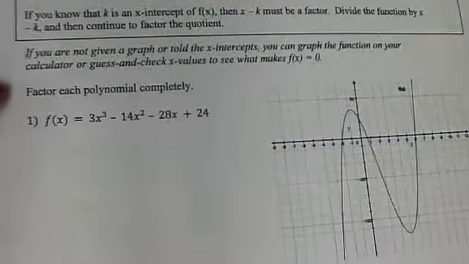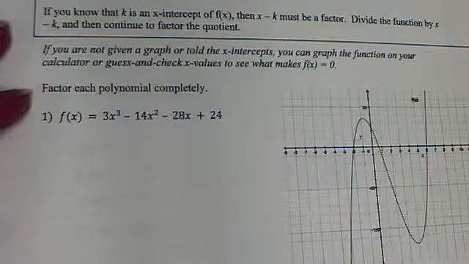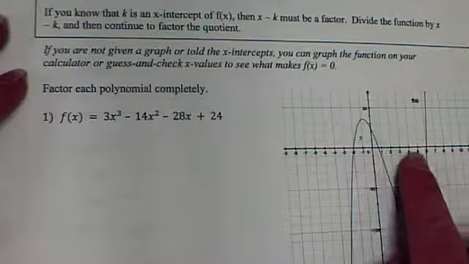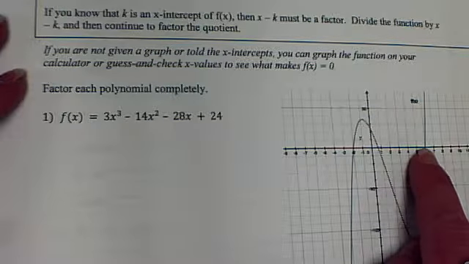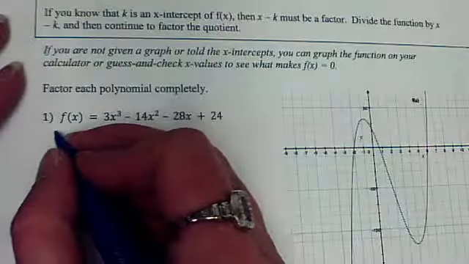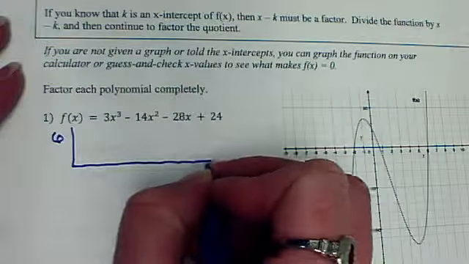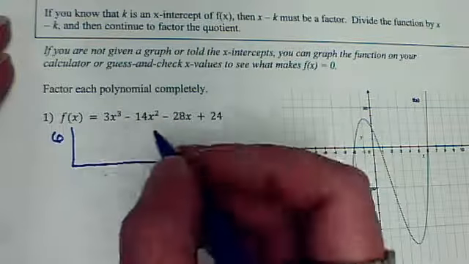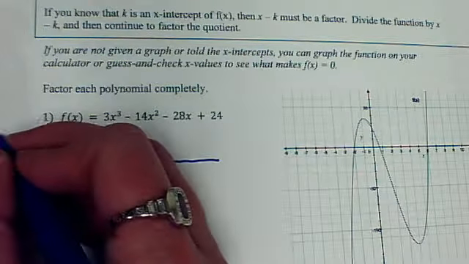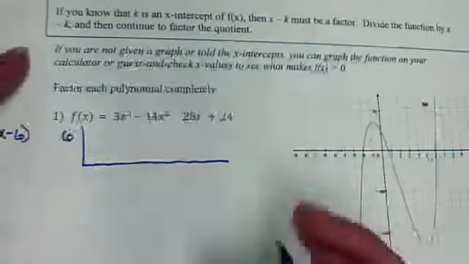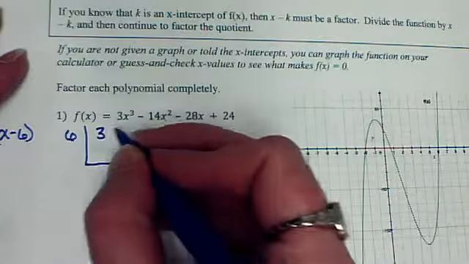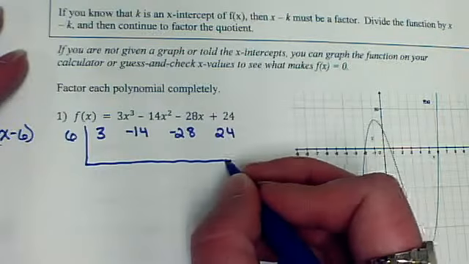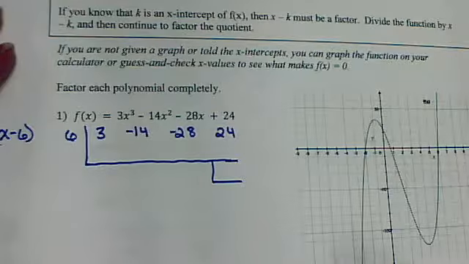Now let's look at another way we can use this. If I know one of my x-intercepts, I can get started. So let's see. If I look at this one, I see 6 really clearly. So let's use synthetic division and divide by, well, this would actually be the factor x minus 6, right? Okay. Our leading coefficients, we got 3, negative 14, negative 28, and 24. Now hopefully, if the picture is right, I'm going to get a remainder of 0.